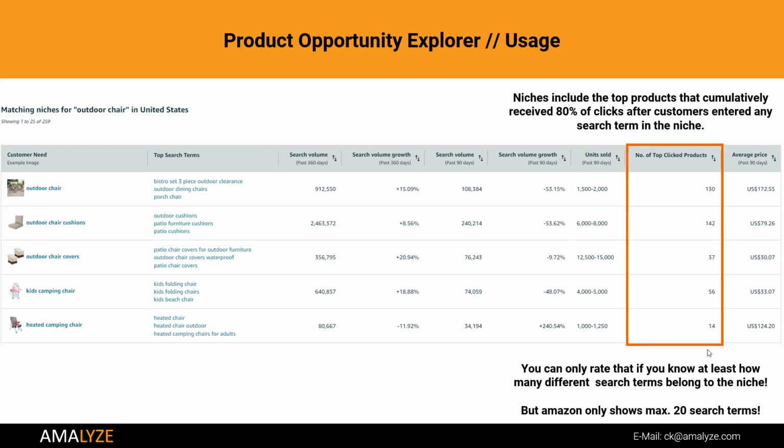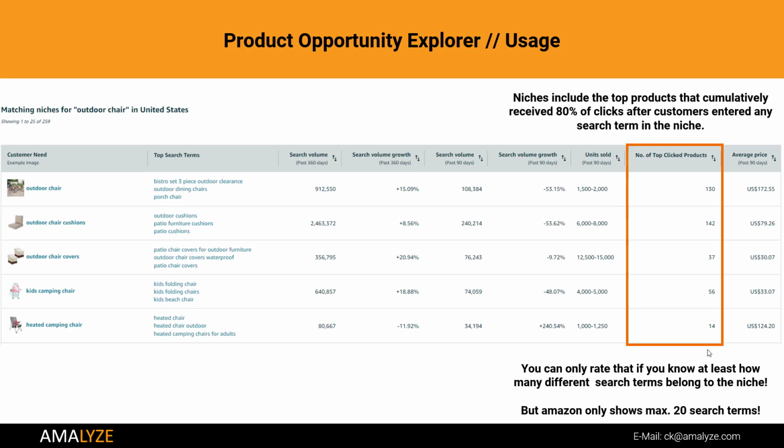Then on the right, we have the number of top clicked products. That is really, really interesting. In the definition: niches include the top products that cumulatively received 80% of clicks after customers entered any search term in the niche. The problem here is any search term means maximum of 20. But it's an interesting situation, of course, you're seeing here. If the customer is interacting directly with the cushion and is judging by pattern, color, function, or if we're talking about, for example, the covers, they are just looking at the covers.